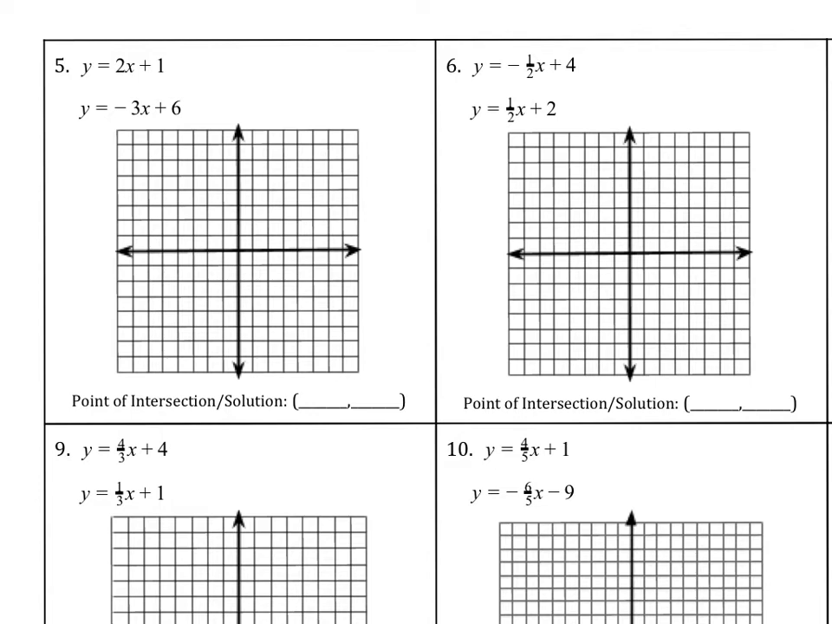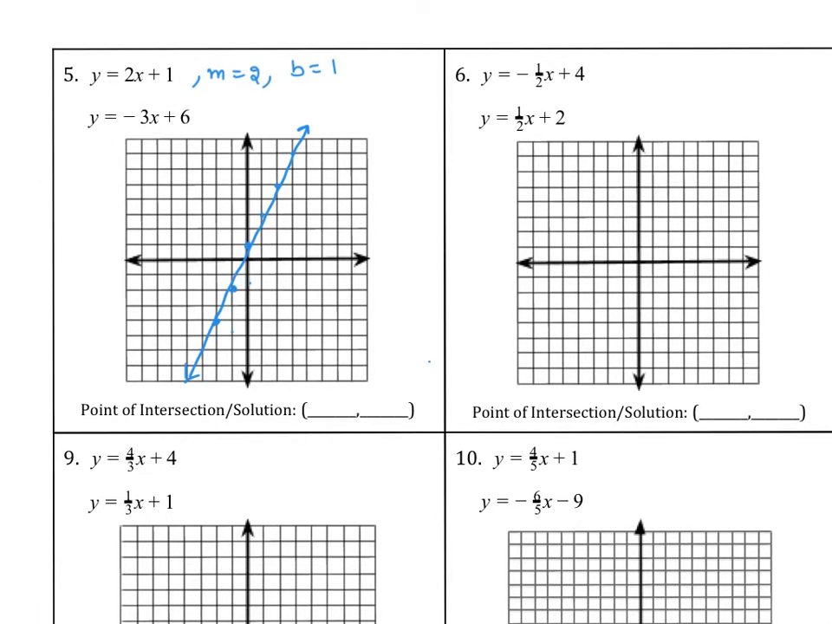Question number 5. The first equation is y equals 2x plus 1, where m equals 2 and the y-intercept is 1. So for the y-intercept you plot the point here, and then for the slope you go up 2 over 1, up 2 over 1, and up 2 over 1. So you get the line graph passing through 1 with a slope of 2.